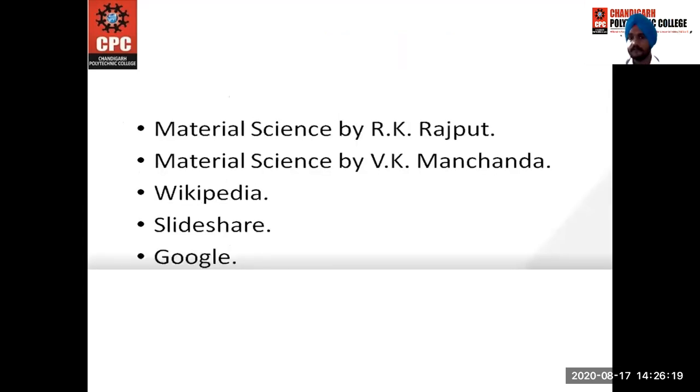Reference books are Material Science by R.K. Rajput. You can also use Material Science by V.K. Manchanda, Wikipedia, SlideShare, Google. Next, we will discuss the classification of metals.